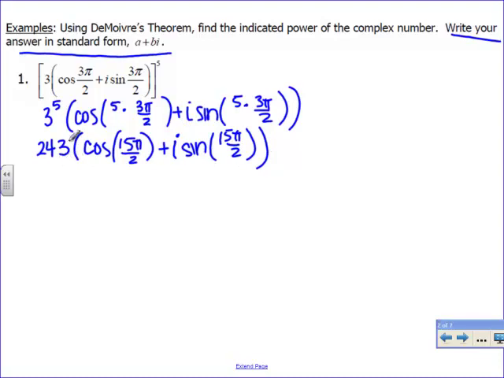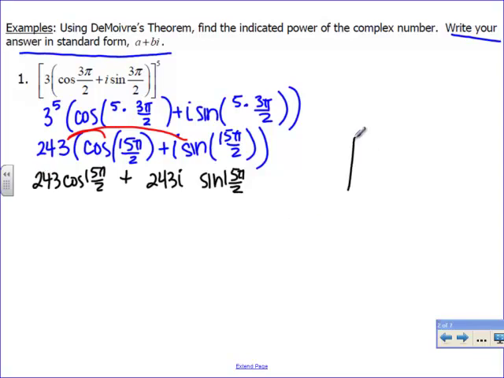So I'm going to start off by distributing that 243 to the 2 parts of my parentheses. So I have 243 cosine of 15 pi over 2 plus 243 i sine of 15 pi over 2. Well, it's going to be helpful to know where 15 pi over 2 is. So we think about our graph. 2 pi is 4 halves. So I'm going to go 1 circle for 4, 2 circles for 8, 3 circles for 12, 4 circles would be 16, so I'm 1 pi over 2 short.